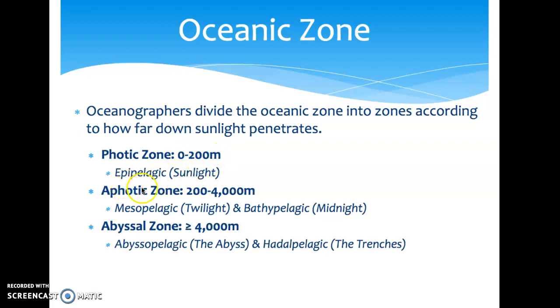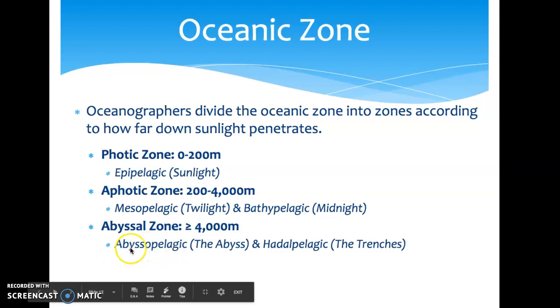We have the aphotic zone. We call that twilight and midnight. We have two zones inside there, from 200 meters to 4,000 meters down. We'll practice these words. Mesopelagic and bathypelagic. And then we have the abyssal zone, which is greater than 4,000 meters down. We have what we call the abyssopelagic, the abyss, and we have the hadopelagic, which we call the trenches.